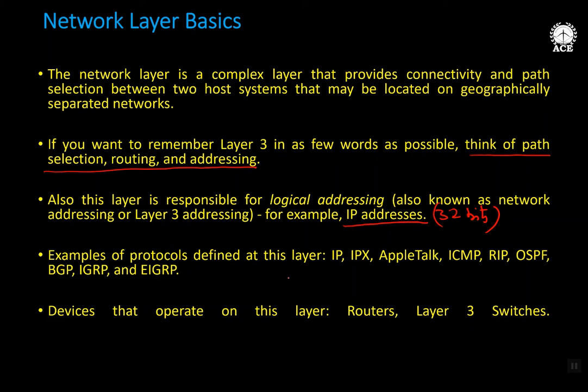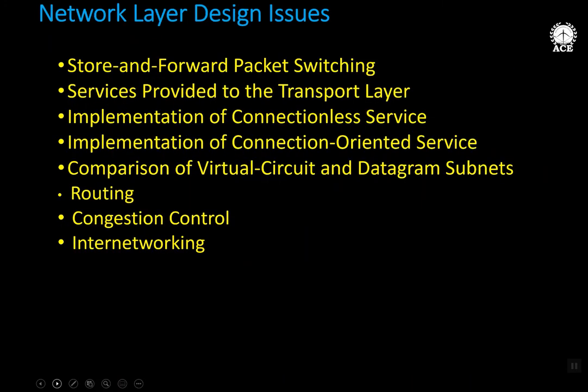The different protocols used at this layer are IP, IPX, AppleTalk, ICMP, etc. We are going to talk about all these protocols later on. The devices that operate on this layer are routers and layer 3 switches. We have seen this already earlier. Then what are the different issues involved in the network layer? These are the various issues that we are going to study in this chapter.